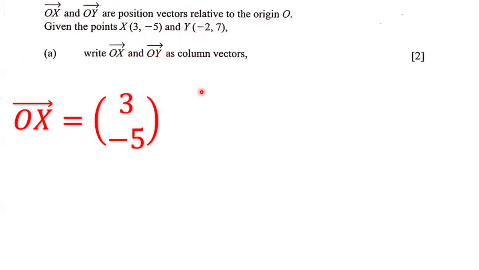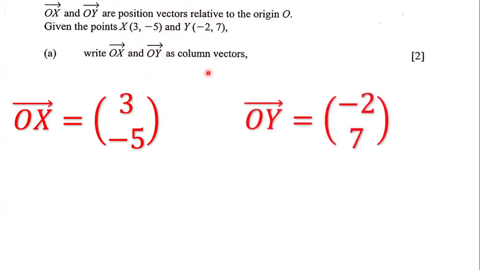So for vector OY written as a column vector, we just take the coordinates of the point Y and, instead of writing it horizontally, we write it vertically, right? And so we put the -2 on top and the 7 at the bottom. So these are the column vectors OX and OY.